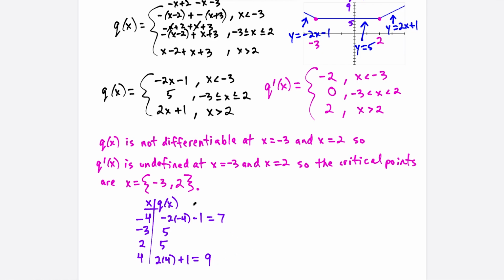So now we could just summarize everything. On the interval from negative 4 to 4, we could see q of x reaches its absolute maximum at x equals 4, and the y value there is equal to 9. And then the absolute minimum is going to occur between negative 3 and 2. All of these y values here of 5 count as the absolute minimum value. So we'll just mention the y value here. The absolute minimum y value is 5.